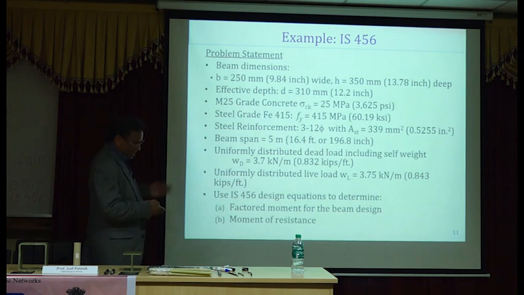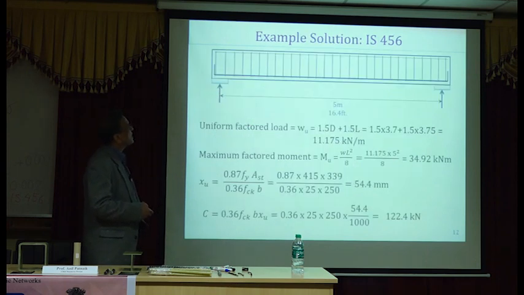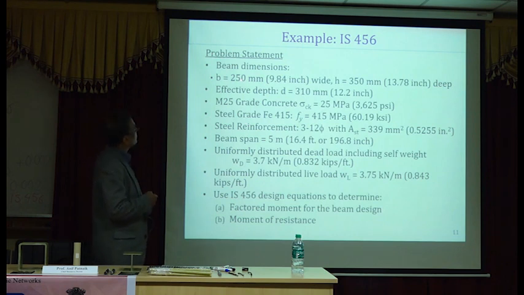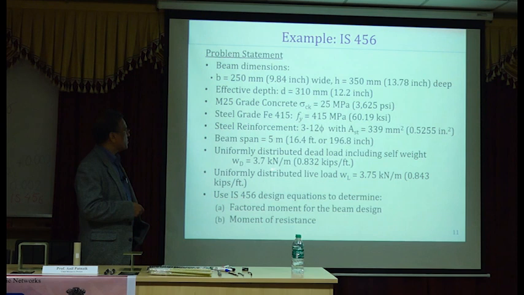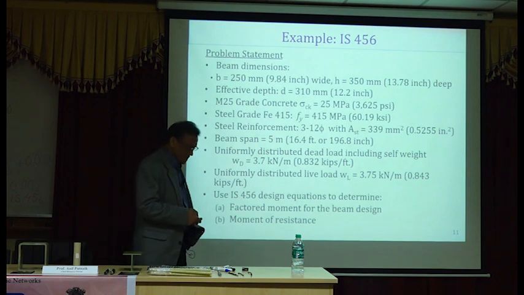So in case of IS 456, you have a simple example here. The width is 250 millimeter, overall height is 350 millimeter, effective depth 310, fck 25 MPa, Fy 415, 3 number 12s will give you 339 square millimeters, beam span 5 meters, self weight including other dead loads 3.7 kilonewton per meter, and live load 3.75 kilonewton per meter. So we'll try to find out the factored moment for the beam design and the moment strength.